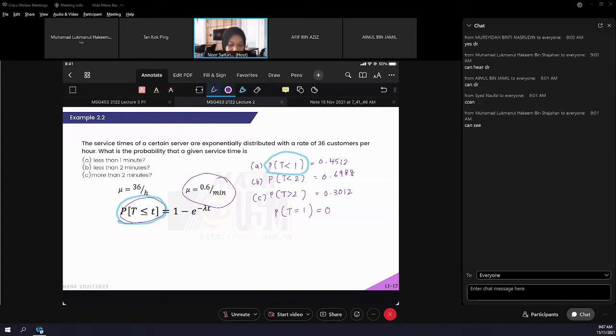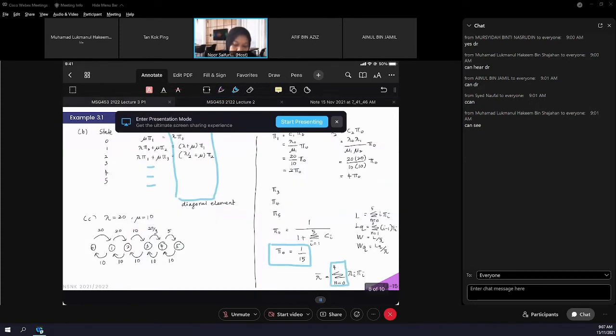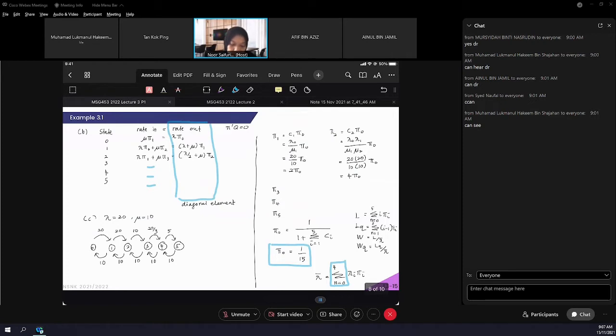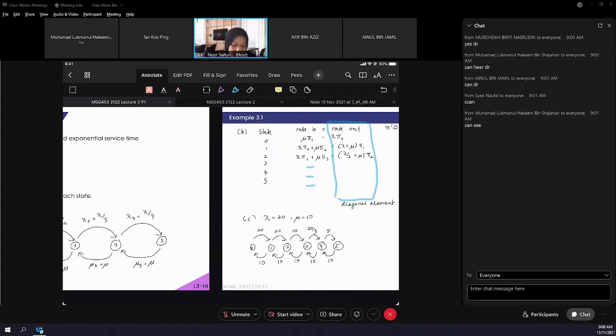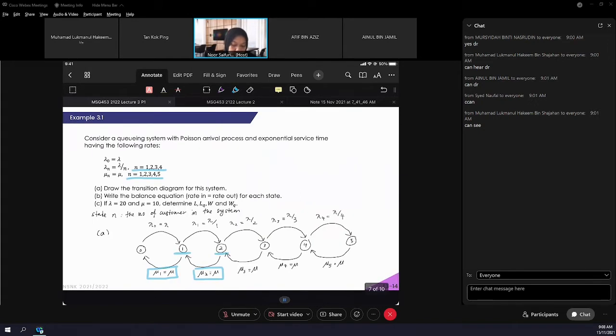So next, let us move on to our example 3.1, okay, that we learned last week. Right, so the first thing, for example 3.1, okay, so A, you have to draw your transition or rate diagram. Okay, so this one I already provide to you. Okay, so based on your arrival rate and also service.